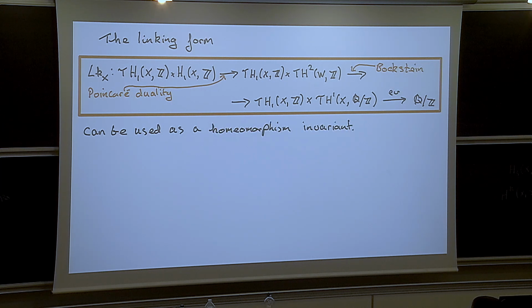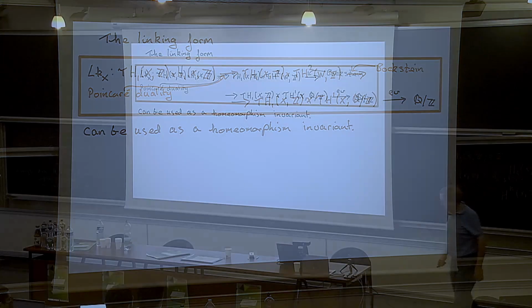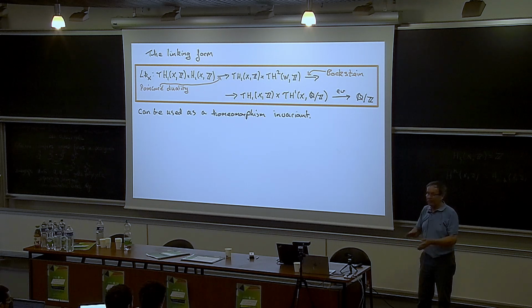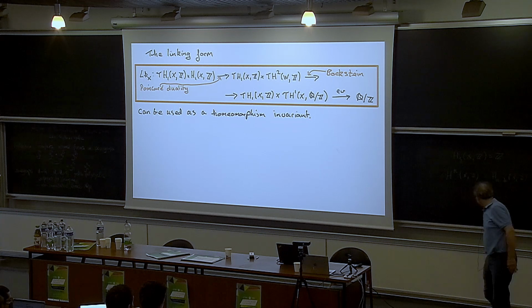But what I found interesting, and maybe I can say a little bit about this, you can also use the linking form to distinguish between the homeomorphism type of compact, closed, oriented manifolds. I think I got all the words there. You know, the three-manifolds.